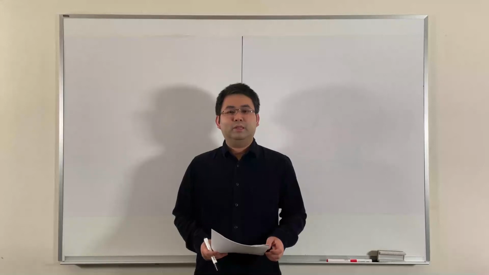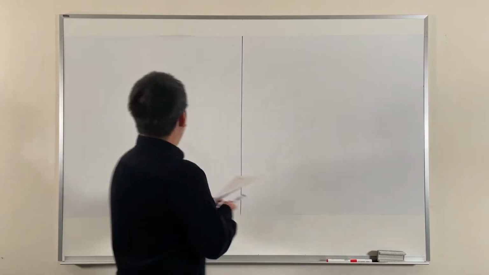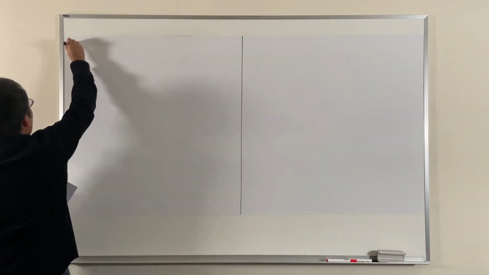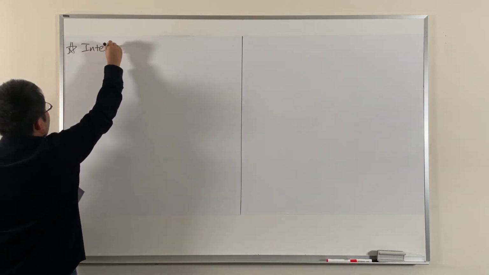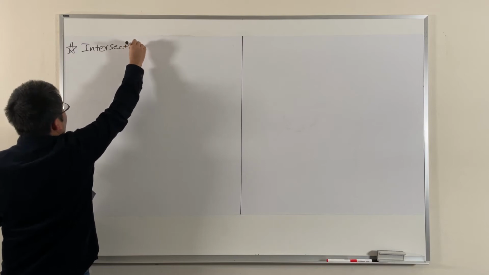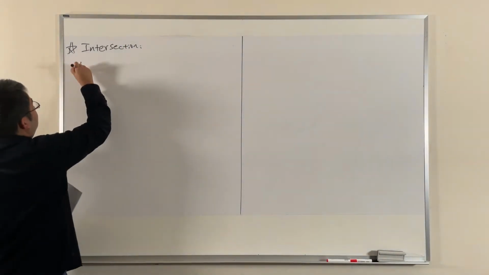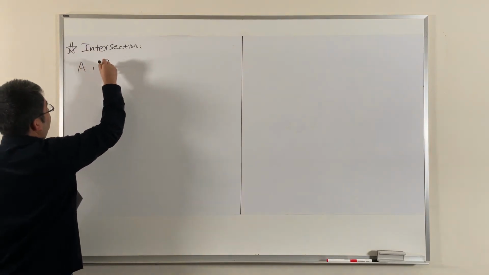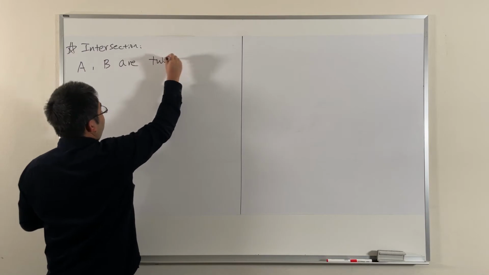Hi everyone, in this video I'm going to talk about the concept of intersection in probability. Topic is intersection. Okay. Let's say we have two events A and B. So A, B are two events.